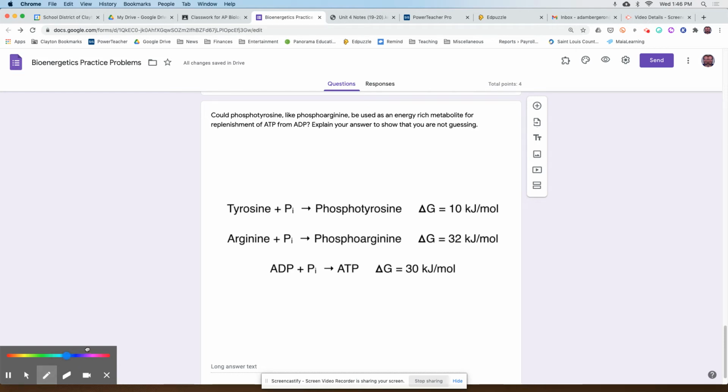All right, let's take a look at practice problem number three. This one is similar to number two, but a little bit different. So let's take a look at it together.